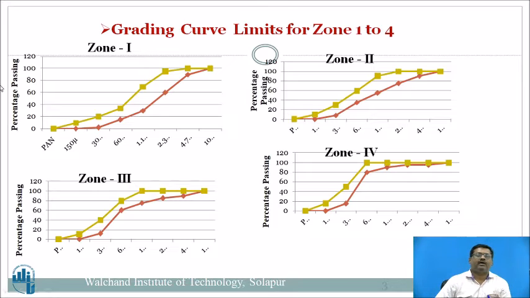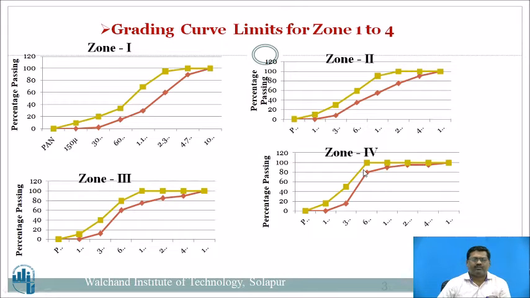Now, this is the grading curve limits for zone 1 to 4. These are the 4 zones of fine aggregate which represent the percentage passing limits. On the x-axis are the sieve sizes for the fine aggregate, and on the y-axis the percentage passing. For zone 1 there are 2 lines, the lower limit and upper limit, that is the range for zone 1. Similarly, the lower and upper limits are given for zone 2, zone 3, and zone 4.